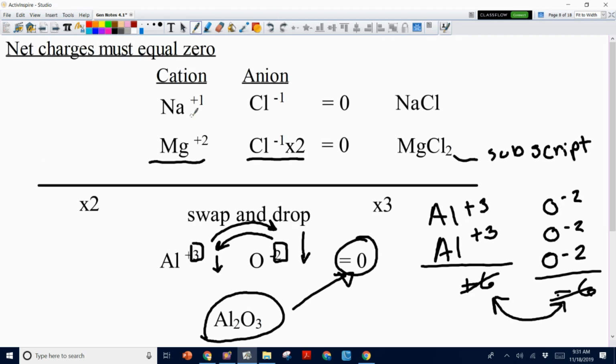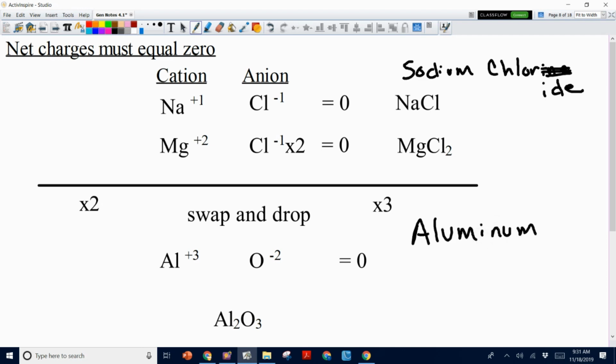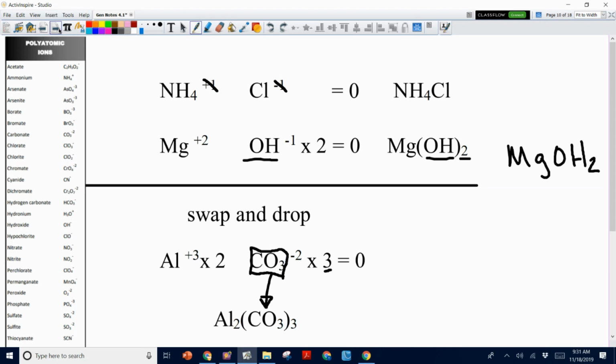Okay, if we look back at this one, this is going to be sodium, because we're not going to change the name of the first one. This is chlorine. We take this ending off and change it to "ide." So this is sodium chloride. We do the same thing to this one. It's going to be magnesium chloride. On this third example, we have aluminum, and this is oxygen. So we take the ending off and change it to oxide. That's pretty simple.